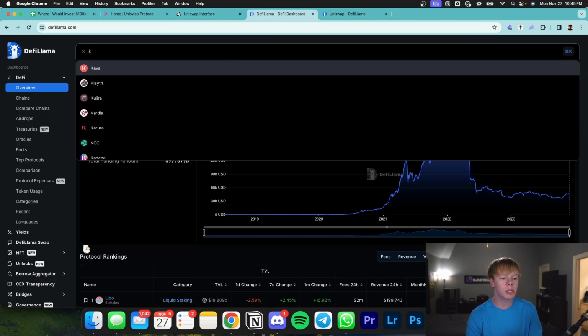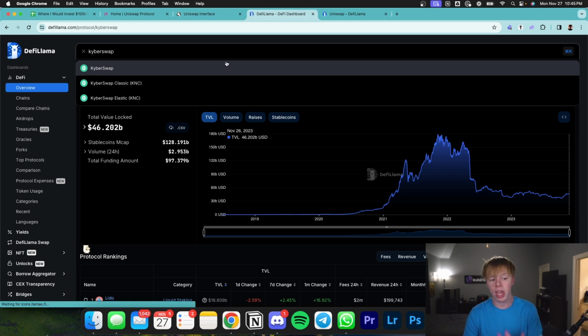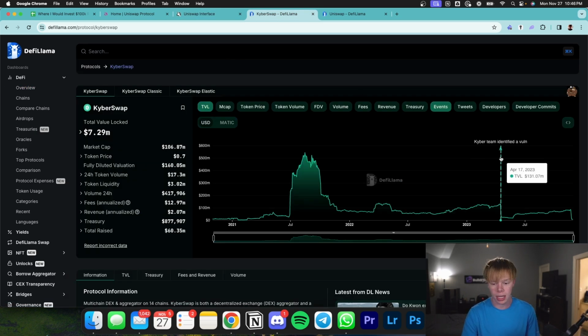Whereas when we look at Kyberswap, there were different case scenarios where they identified different vulnerabilities. Like back over here, the Kyberswap team identified a vulnerability. They went from a $130 million TVL all the way down to $25 million. Even though there wasn't any exploit, there was a vulnerability that became aware of, and people did not want to be a part of that, basically.